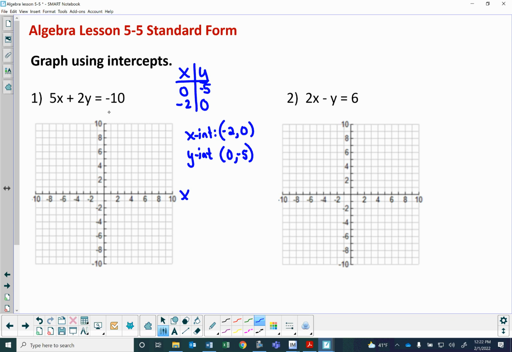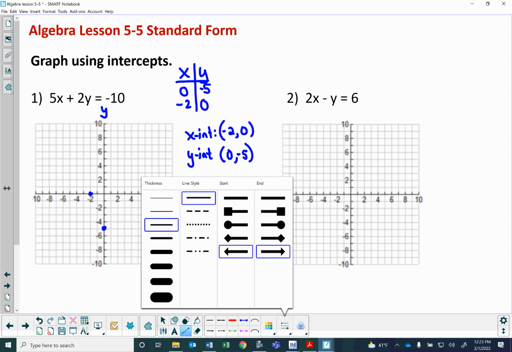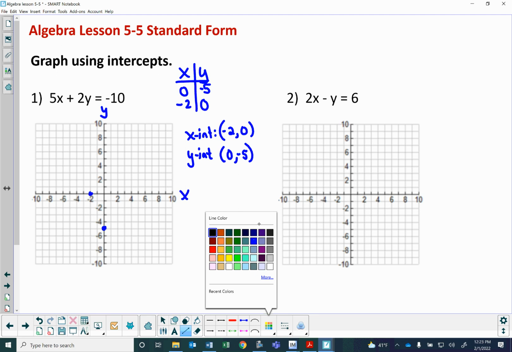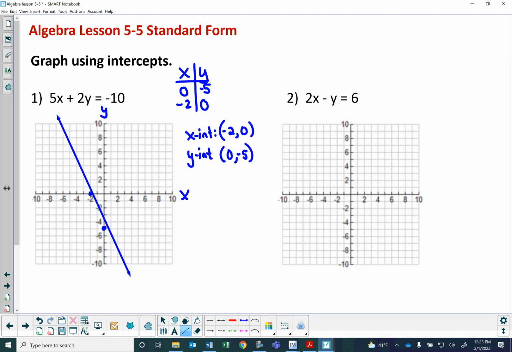Label my x and y axis, very, very important. My x-intercept is negative 2, 0. So here, negative 2, 0 is there. My y-intercept, 0, negative 5. 0, negative 5 is here. Use my lovely straight edge to make my straight lines. Okay, please use your straight edges. Connect them with a straight line, just like that, and then label it. So I'm going to label it 5x plus 2y equals negative 10.